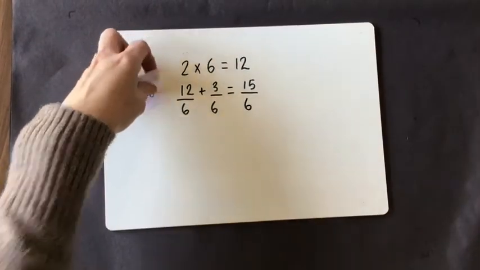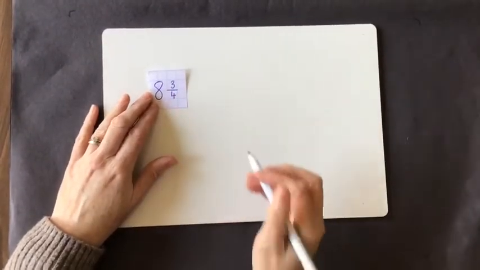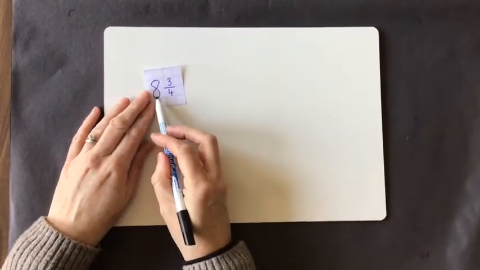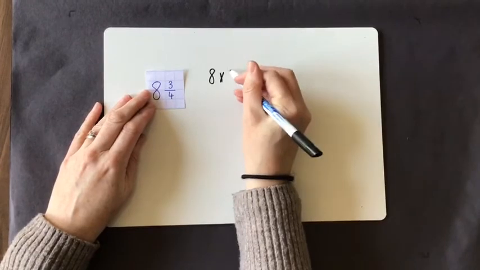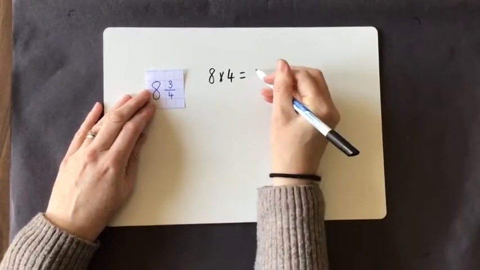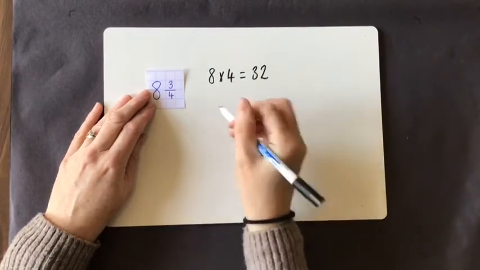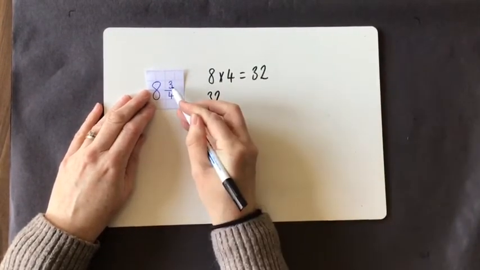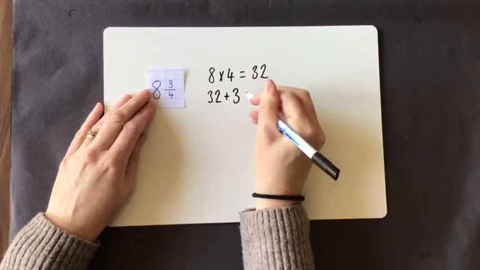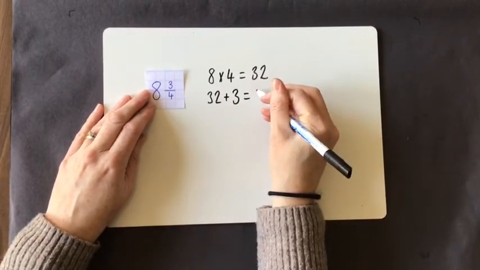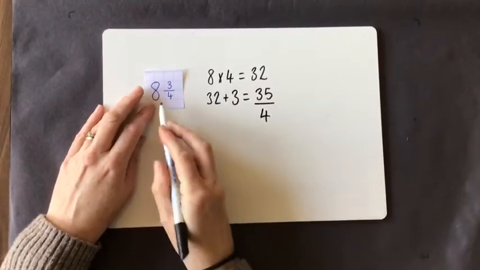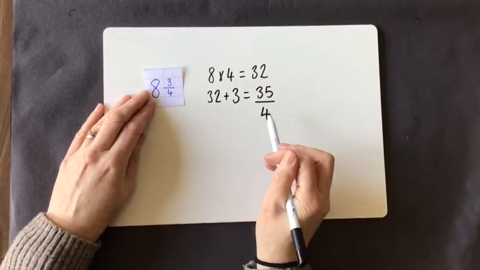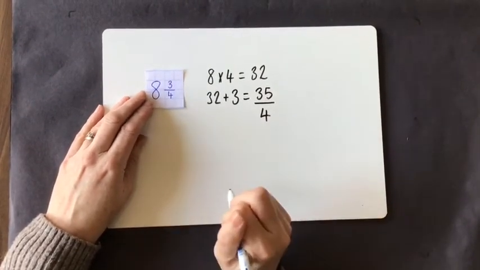We can do this a slightly shorter way. If we look at 8 3/4, we need to multiply the whole number and the denominator. So we do 8 times 4, which is 32. And then we do 32, add the numerator, equals 35. So we end up with 35/4. 8 3/4 as an improper fraction is 35/4.